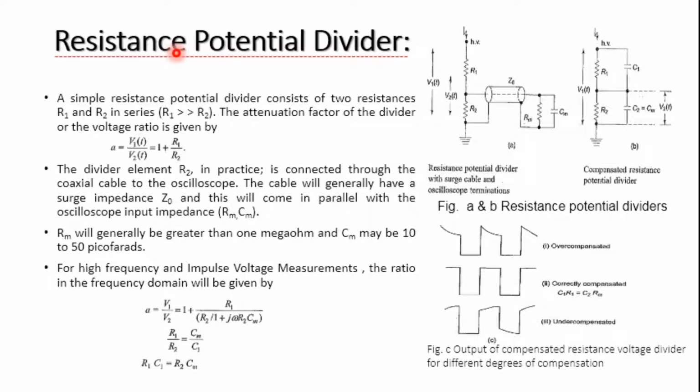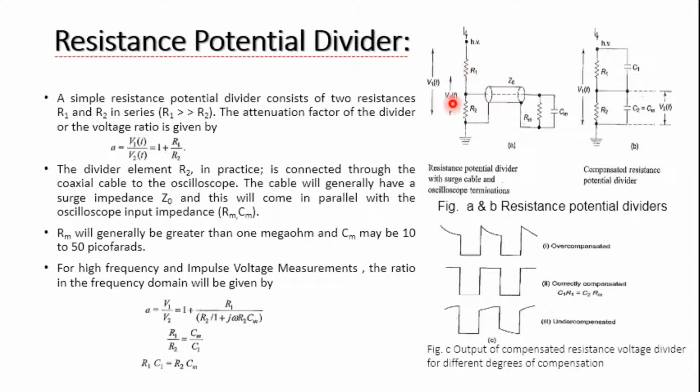Next is the resistance potential divider, which you can see here. Z1 and Z2 are replaced by simple resistances R1 and R2. This is the delay cable, which you can consider as a Z0 value, and there is the CRO, which is the measuring instrument having the RM and CM values. A simple resistance potential divider consists of two resistances, R1 and R2. Generally R1 is very large compared to R2.